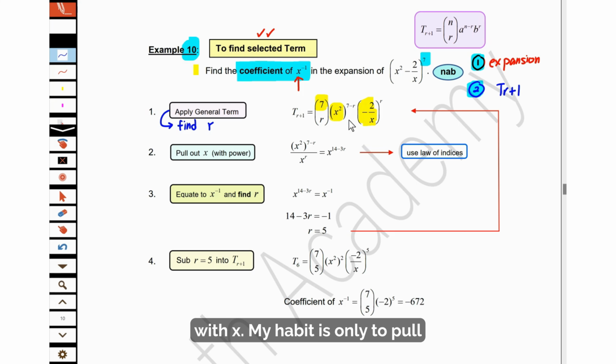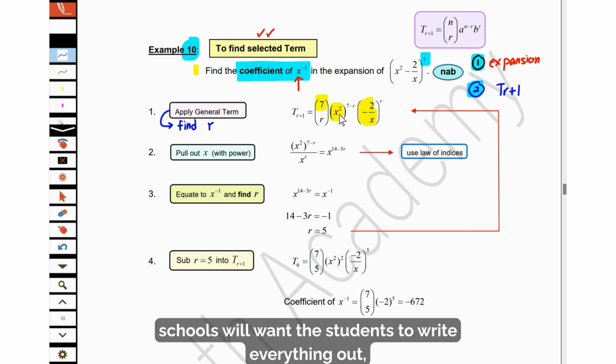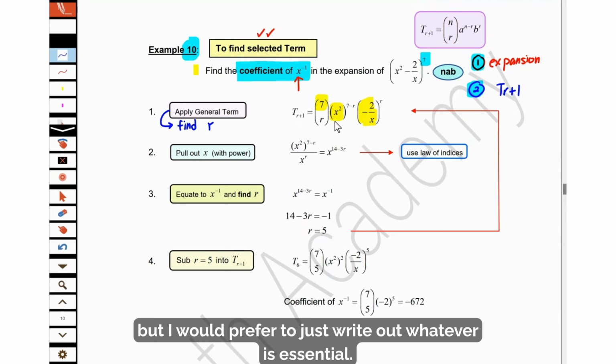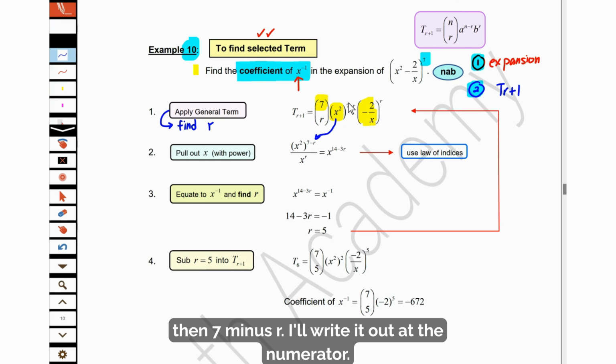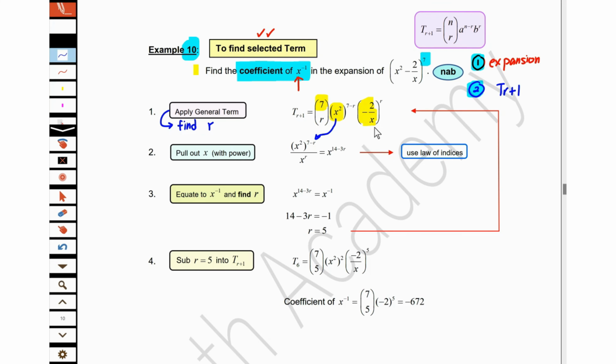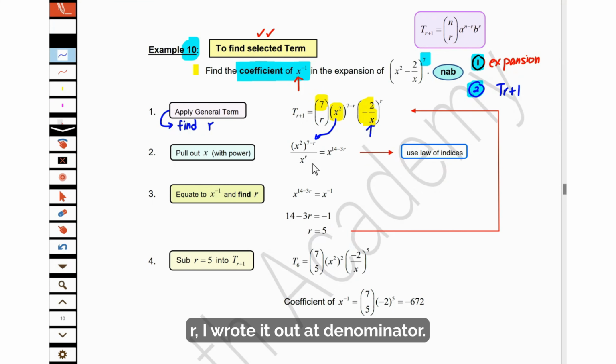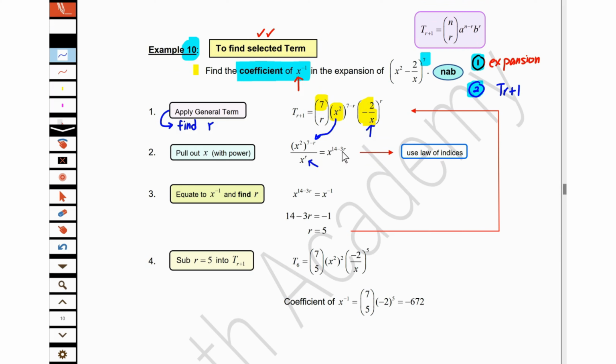My habit is only to pull out the required items. Some schools will want the students to write everything out, but I will prefer to just write out whatever is essential. Now X power 2, then 7 minus R, I write it out at the numerator. The X power R, I wrote it at the denominator. So I pull out all the x with the index. And to go from here to here, I'm using indices. Expand, this is 14 minus 2r. 14 minus 2r minus r, you get 14 minus 3r.